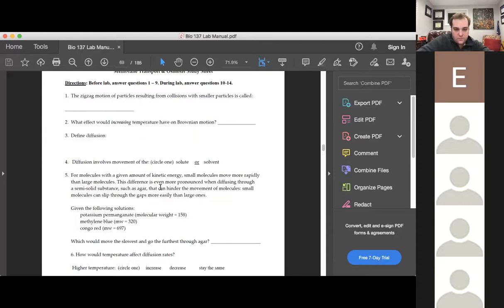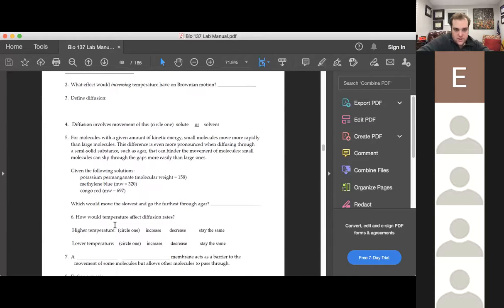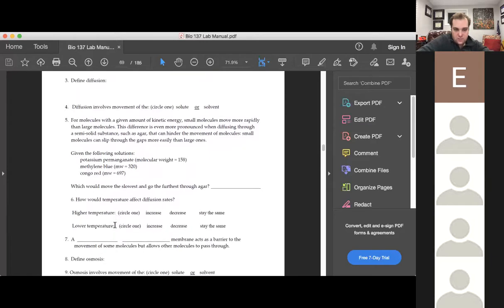It'll migrate farther than Congo red, but not as far as potassium permanganate. So that is the answer to number 5. How would temperature affect diffusion rates?